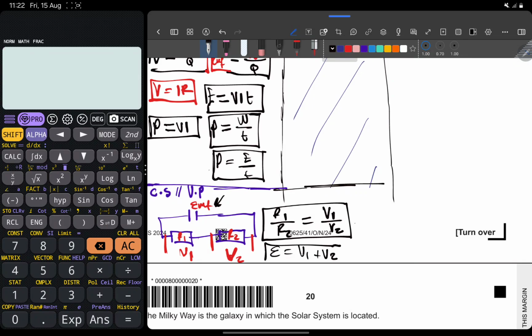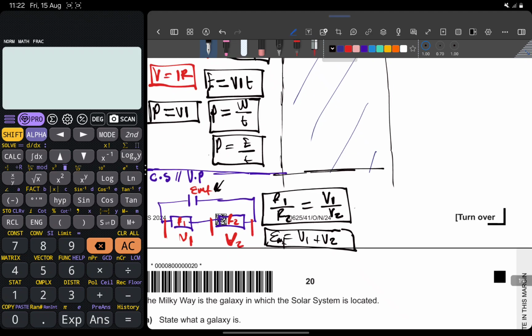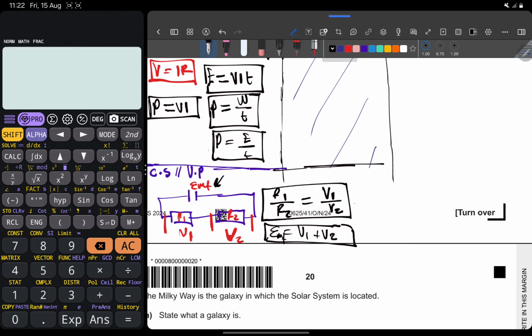If you wanted it at the end, the EMF, the voltage of the source, the total V. Okay, the voltage of the source. Remember that. Are we together? Now, let's talk about one more thing, which is how we get resistances when things are in series.